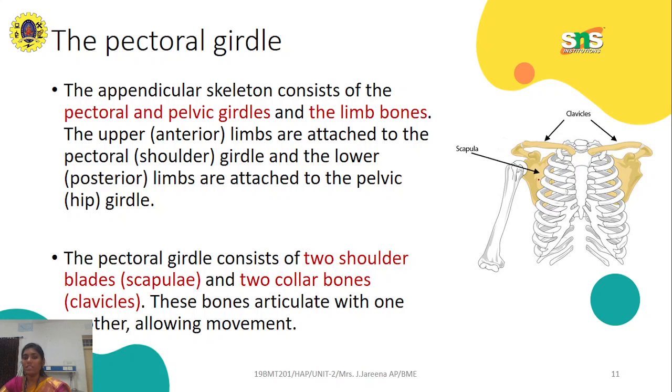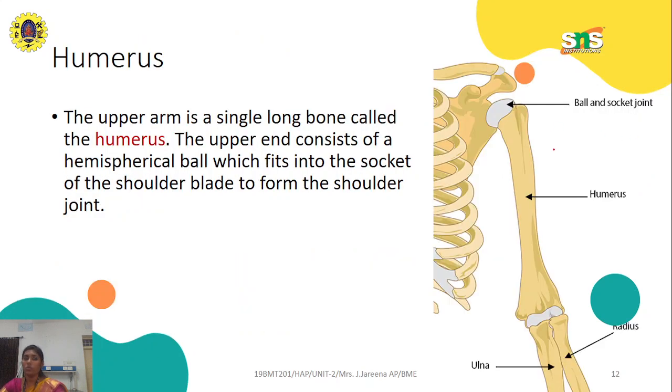These scapulas are called flat bones, and these clavicles are otherwise called collar bones or shoulder bones. And then the humerus, that is the arm part, the biceps part. Below it you will have the radius and ulna. The two bones are joined with the humerus with the help of cartilage.